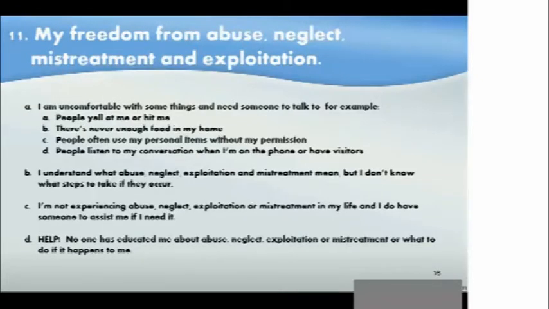We added this item, thought it was very important: my freedom from abuse, neglect, mistreatment, and exploitation. Look at A: "I am uncomfortable with some things and need somebody to talk to. For example, people yell at me or hit me. There's never enough food in my home. People often use my personal items without my permission. People listen to my conversations when I'm on the phone or have visitors." Well, they might answer C: "I'm not experiencing any abuse, neglect, exploitation, or mistreatment in my life, and I do have someone to assist me if I need it." That go-to person is very important.